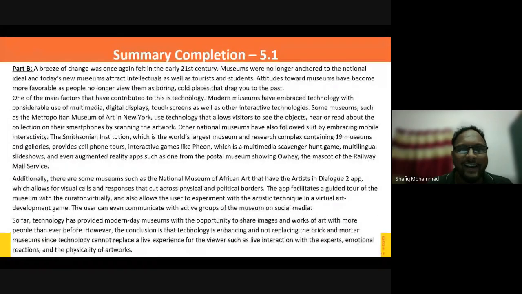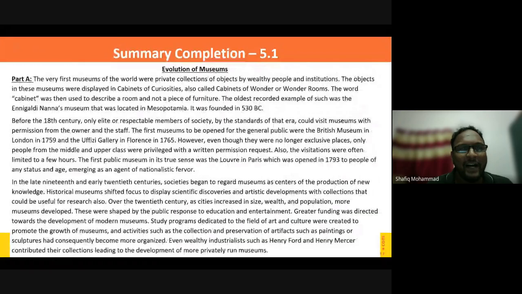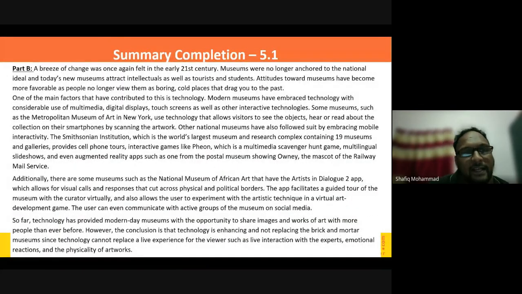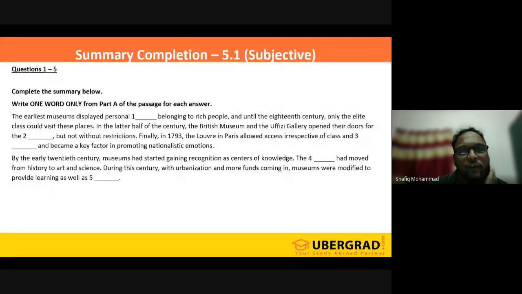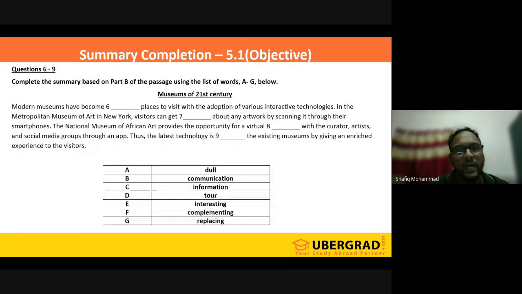Why it is divided, I'll tell you again. Part A has three paragraphs, and part B has four paragraphs. Part A is related to questions 1 to 5, and part B is related to questions 6 to 9, the one which I was talking about. If this kind of summary falls in the last, you'll just match from the given options and write it, because you don't have time.